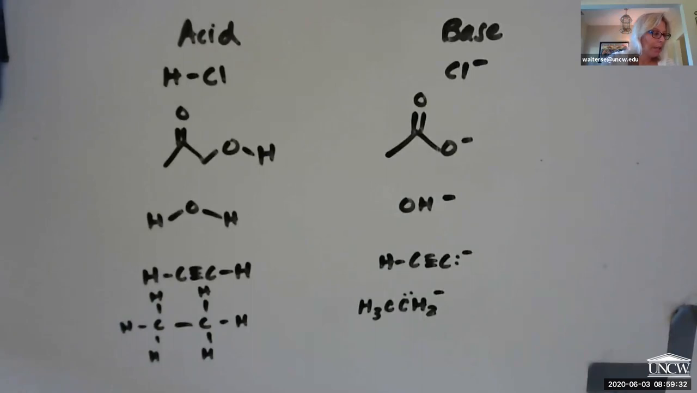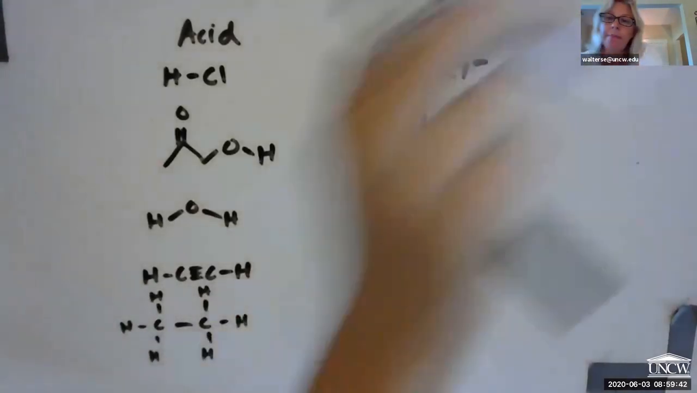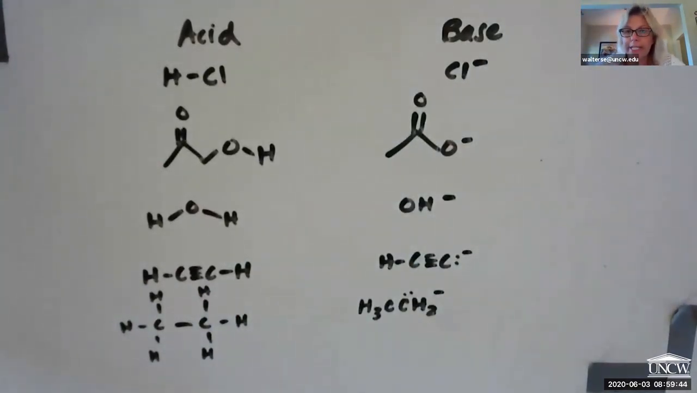So this is a portion of table 2.1 from your book, just with some acids and then their conjugate bases. Are there any questions before we get started on any of this acid-base stuff we did yesterday?